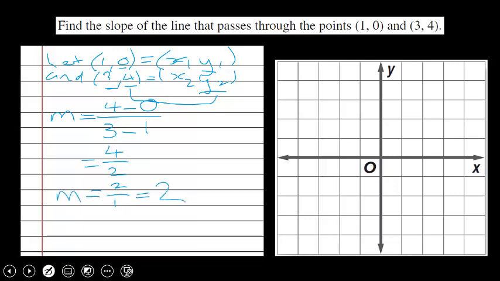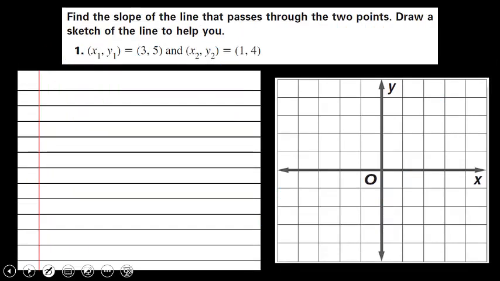Let's plot the points. So if I go 1 on the x value, 0 on the y value, it's going to be this point here. And if I go 3, 4, I'm going to go 3, 1, 2, 3, 4. It's going to be that point over there. Next up, you're going to take a ruler and you're going to connect the dots. All right, I don't have my pen, so I'm struggling today.